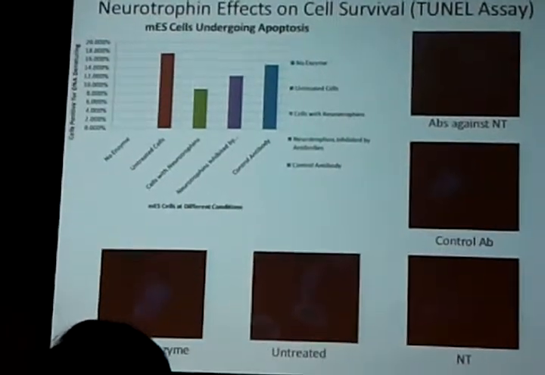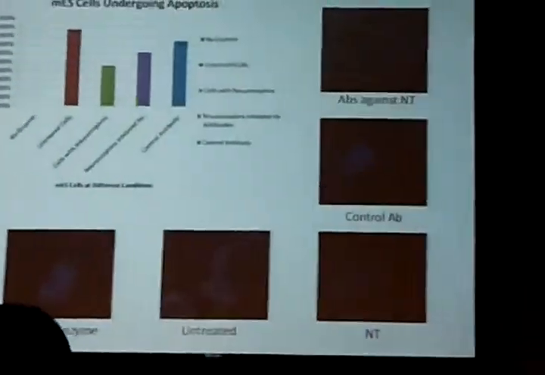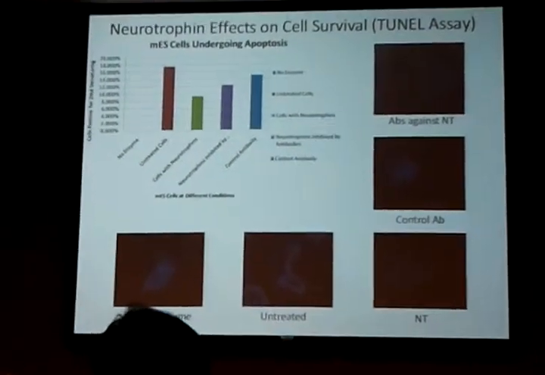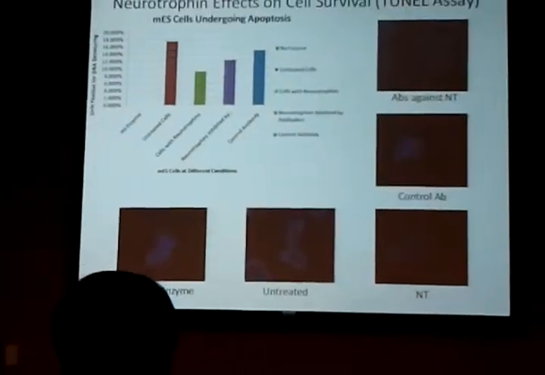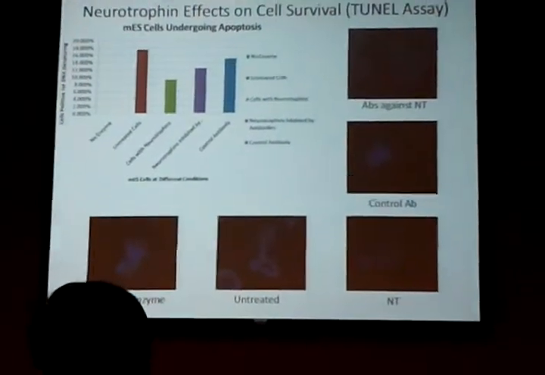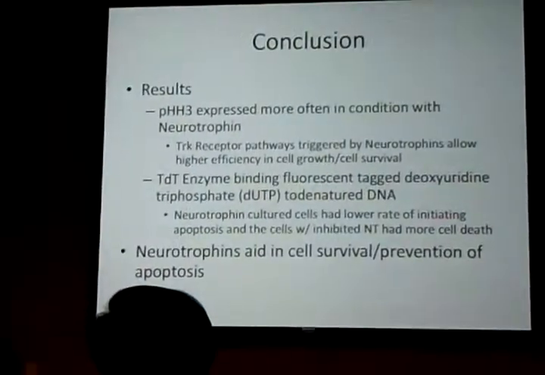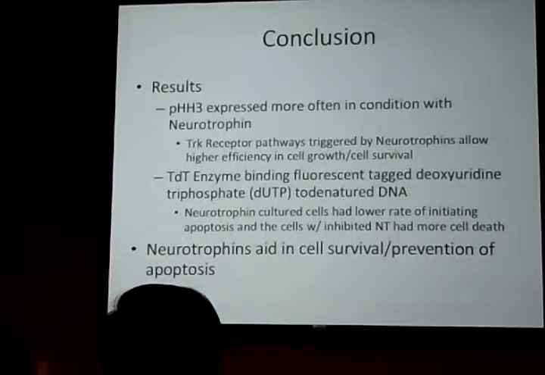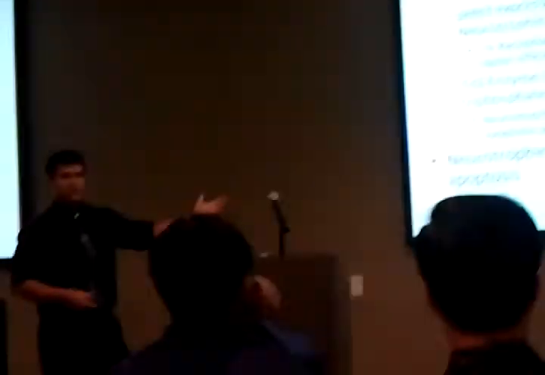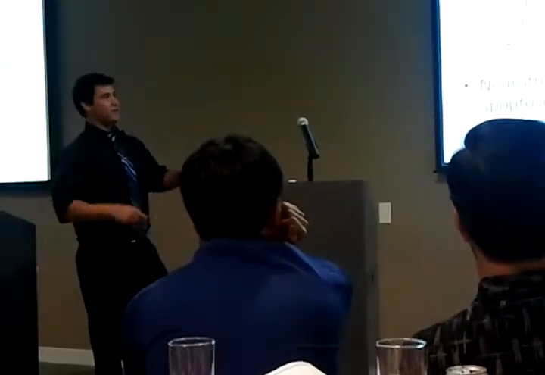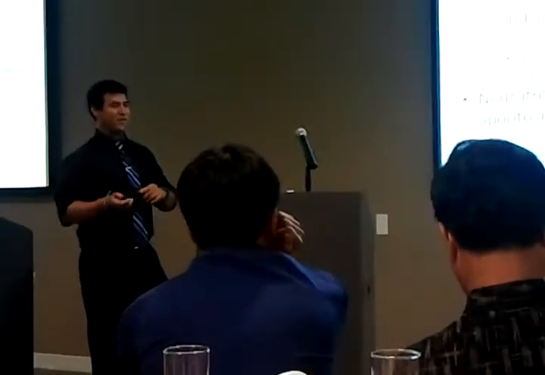the fluorescent tagging is green. I know the pictures might be a little bit hard to see, but as you can see right there, there's green right there, and there's really green everywhere. Once I put all the data together, in fact, the cells that had neurotrophins indeed have the least amount of apoptosis occurring in them, which means neurotrophins do, in fact, help terminate apoptosis. Okay, and so my conclusion is right there. Neurotrophins aid in mitosis, and they help terminate apoptosis.